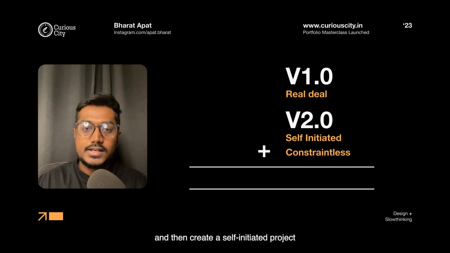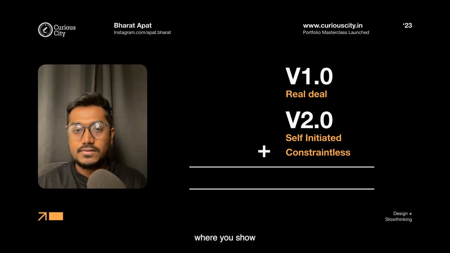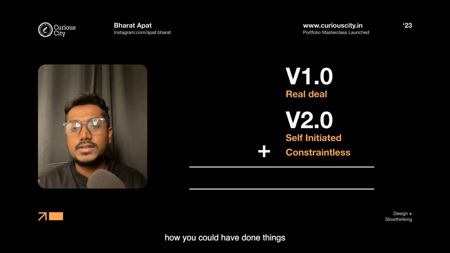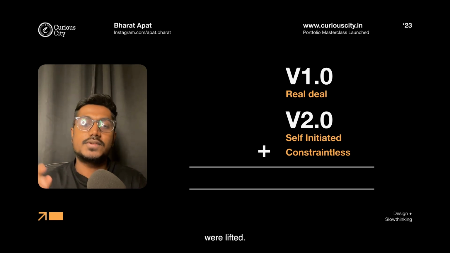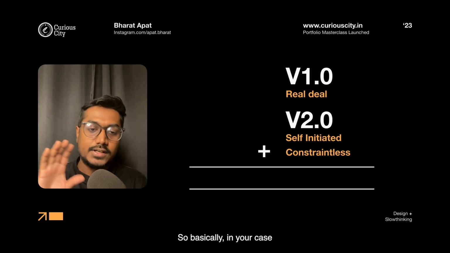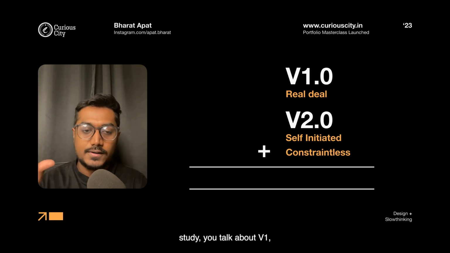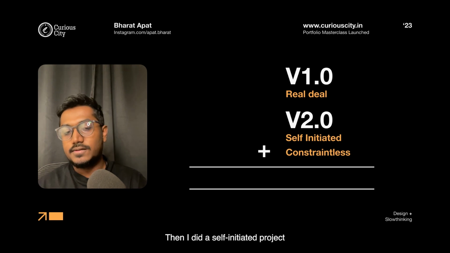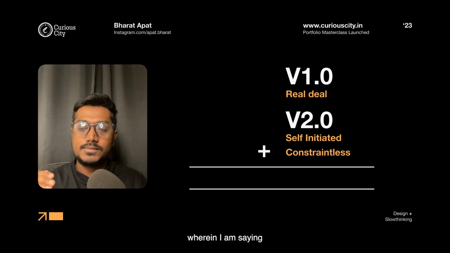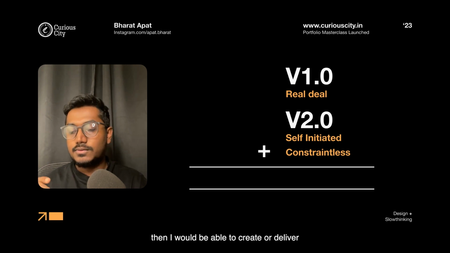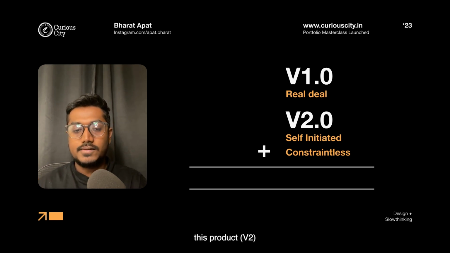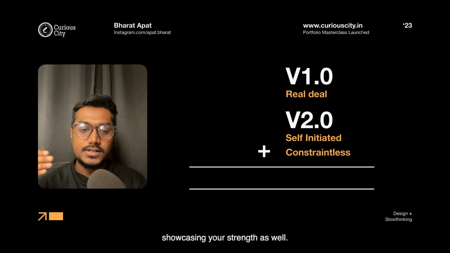And then create a self-initiated project where you show how you could have done things differently if a certain constraints were lifted, right? So basically in your case study, you talk about V1, you end the product, and then you say, then I did a self-initiated project wherein I am saying that if this particular constraint is lifted, then I would be able to create or deliver this product, right? So basically showcasing your strength as well.